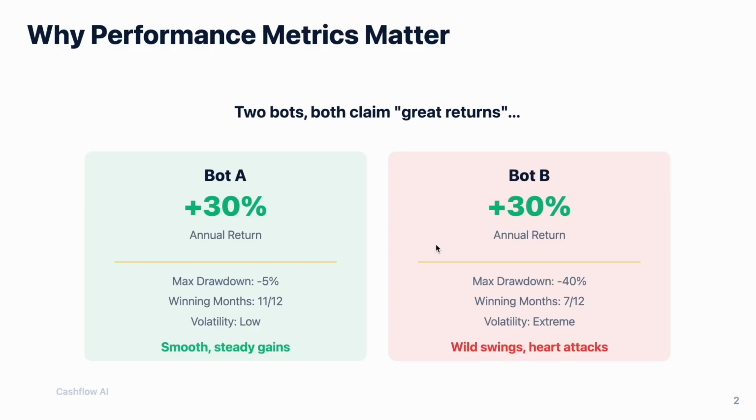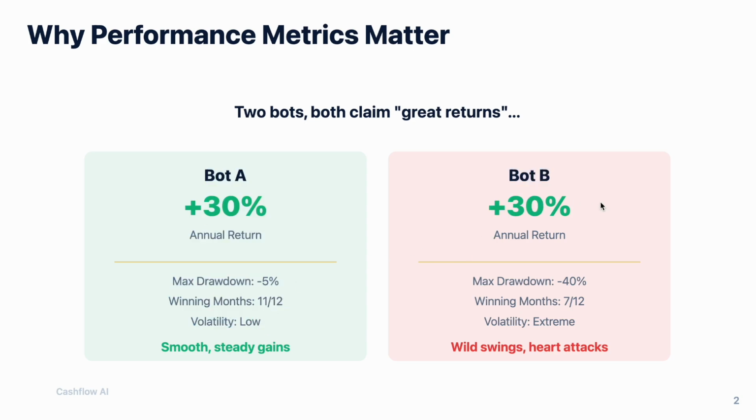Now, why do performance metrics matter? Well, because you can have two different bots that both have good returns. Let's say bot A has a 30% return and bot B has a 30% return, but how you get there is just as important. If the max drawdown is 5%, volatility is really low, and you have 11 out of 12 winning months, that's amazing.